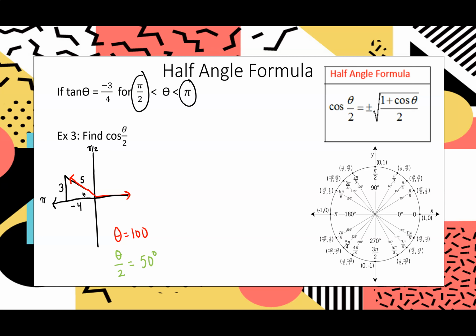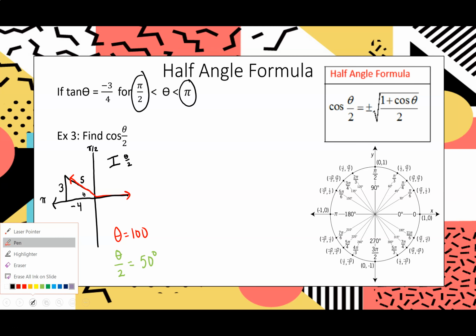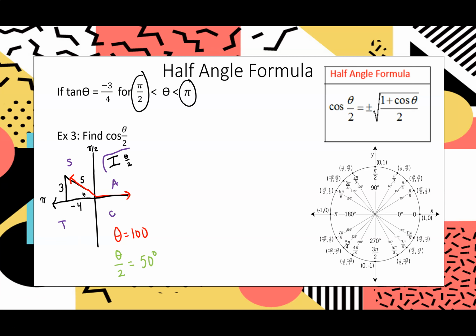All right, if we're going to find the cosine of 50 degrees, is that going to be positive or negative? Well, our theta over 2 is going to be in the first quadrant. We also know that all students take calculus. So if our theta over 2 is in our first quadrant, and all of them are positive, we should be choosing the positive here because we're in quadrant 1 and cosine is positive in quadrant 1. All right, so now we're ready to just start this problem.